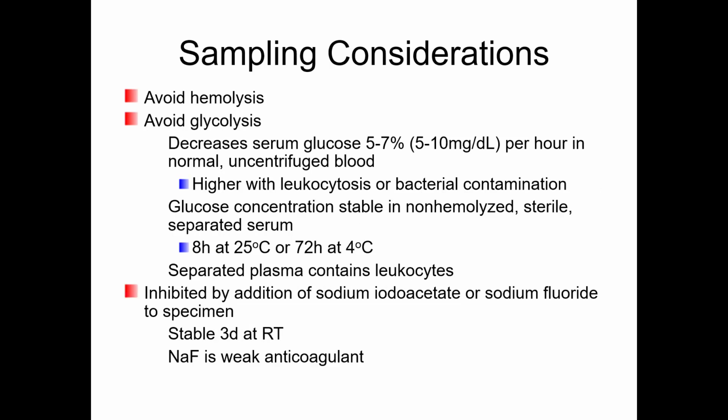Sampling considerations: avoid hemolysis, avoid glycolysis, which decreases serum glucose 5 to 7% per hour in normal uncentrifuged blood. It's higher with leukocytosis or bacterial contamination because the bacteria and the white blood cells are going to be consuming the glucose. Glucose concentration is stable in non-hemolyzed sterile separated serum for 8 hours at 25 degrees Celsius or 72 hours at 4 degrees Celsius.